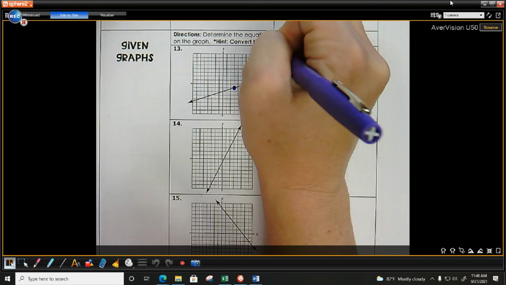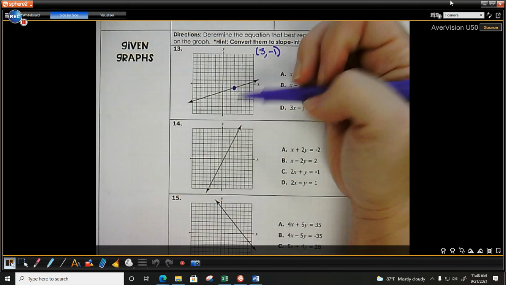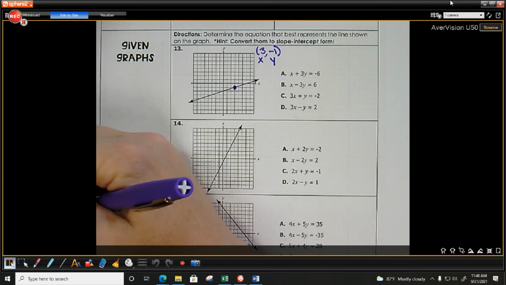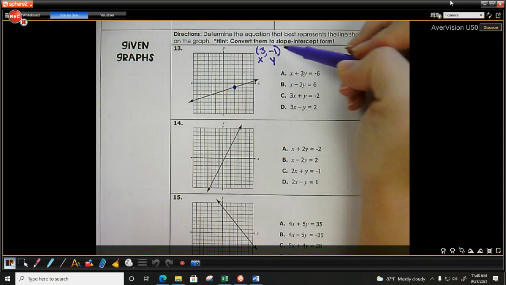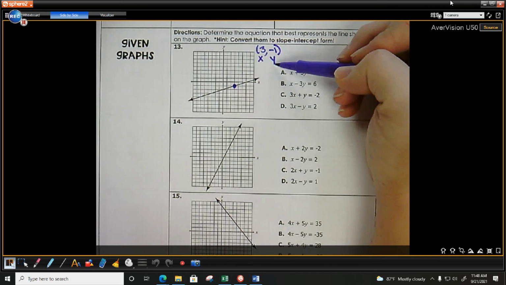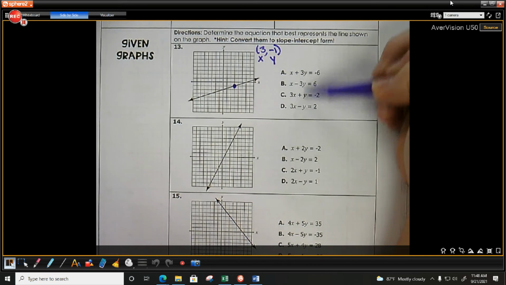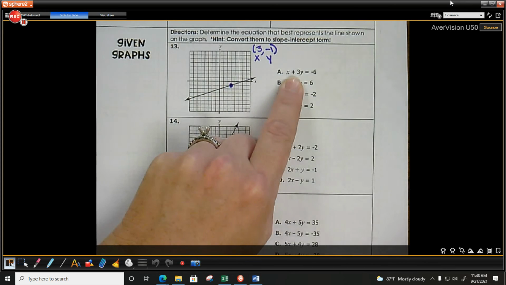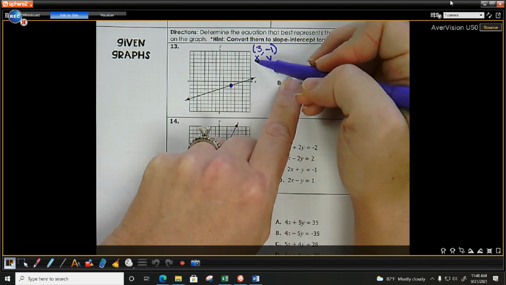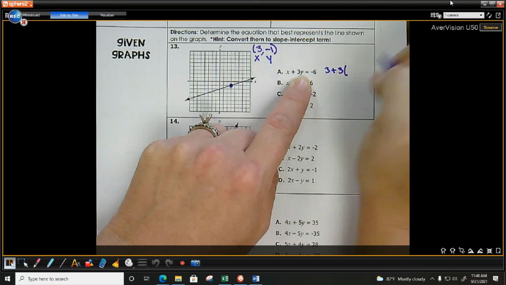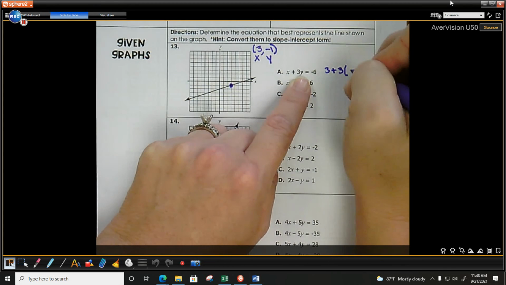Label your ordered pair x and y. So this ordered pair is on my line. So if I plug 3 in for x and negative 1 in for y, I should get a true statement. Okay, so let's look at this first one. Instead of x, I'm going to replace x with 3. So 3 plus 3 times y. What's my y value? Negative 1. So all I did was replace x with 3, and y with negative 1.